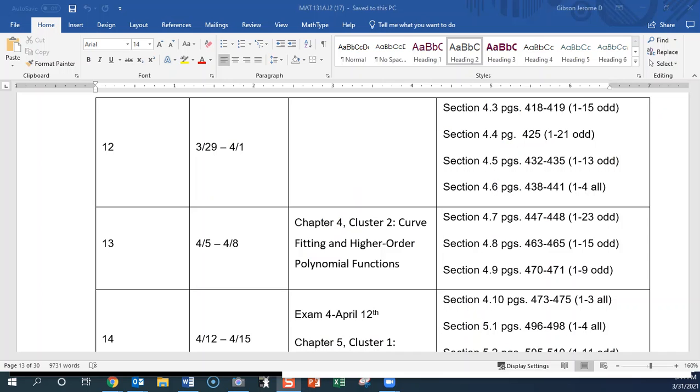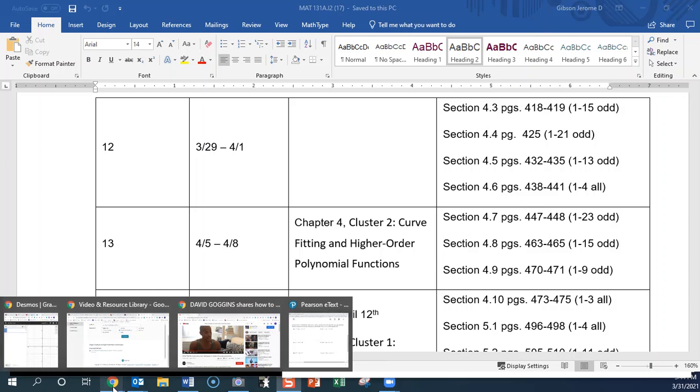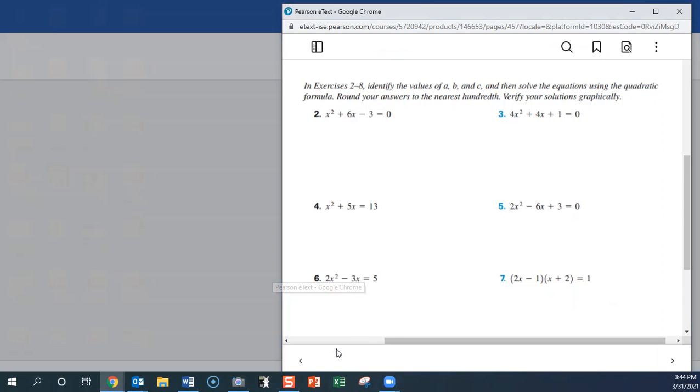But what we're going to do, because in 4.5, as you see here, we're to do problems 1 through 13 odd. But what I'm going to do is 3 through 11 odd, and then you will have to do problems 1 and 13 on your own. So we're actually going to start on 433 with me doing it, but then you will have 1 and 13 to do on your own, and you can ask any questions that you may have. So with that being said, let's get started here.